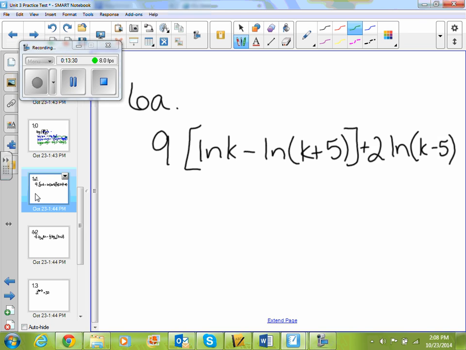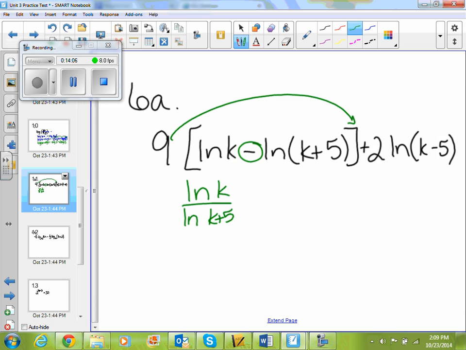Okay. On 6a, we're doing the opposite, so we're condensing the expression. So I'm given 9 times natural log of k minus natural log of k plus 5 plus 2 natural log of k minus 5. And I'm going to condense that. So the first thing is that I can roll this 9 back up to be an exponent, and I can change this subtraction to division. So I know that I'm going to get natural log of k divided by k plus 5, all to the 9th power.